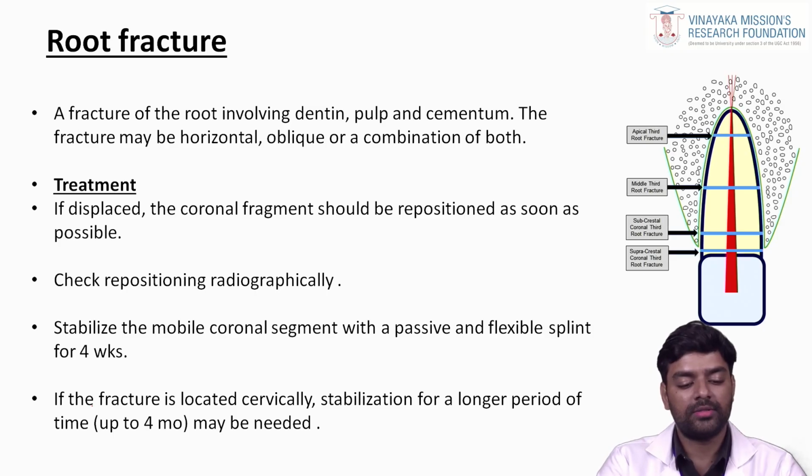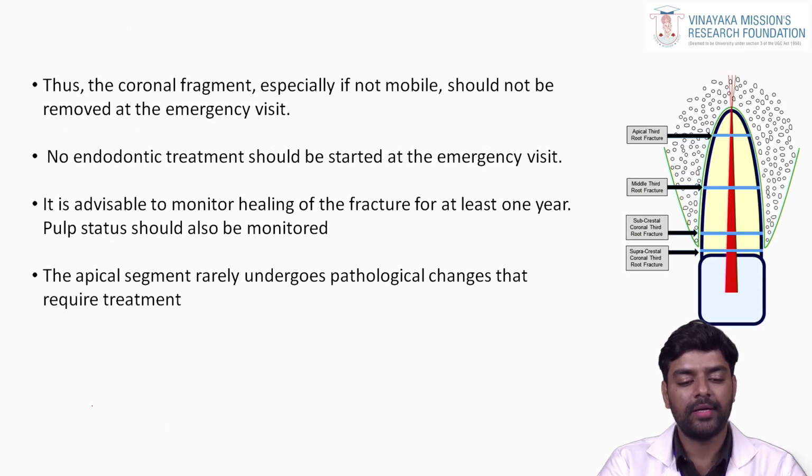The treatment protocol is, if displaced, the coronal fragment should be repositioned as soon as possible. Check repositioning radiographically. Stabilize the coronal segment with a passive and flexible splint for 4 weeks. If the fracture is located cervically, stabilization for a longer period of up to 4 months may be needed. The coronal fragment, especially if not mobile, should not be removed at the emergency visit. No endodontic treatment should be started at the emergency visit.